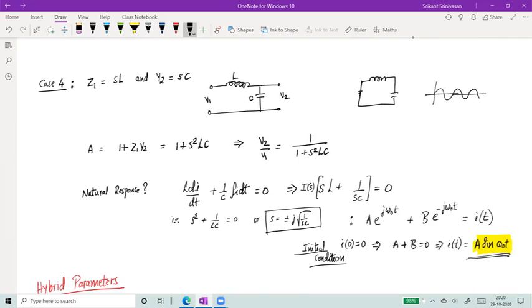And what is the frequency of oscillation? The frequency of oscillation is given by this term omega naught, right? Omega naught is 2 pi f. So f is omega naught divided by 2 pi, that's 1 by 2 pi root LC. This is just something you should know because you're working with RL, RC. So it's good to know what LC is.